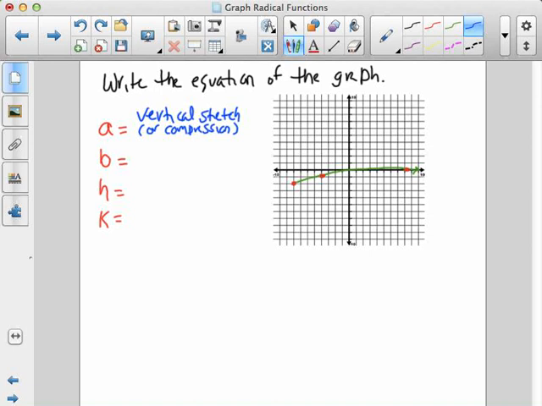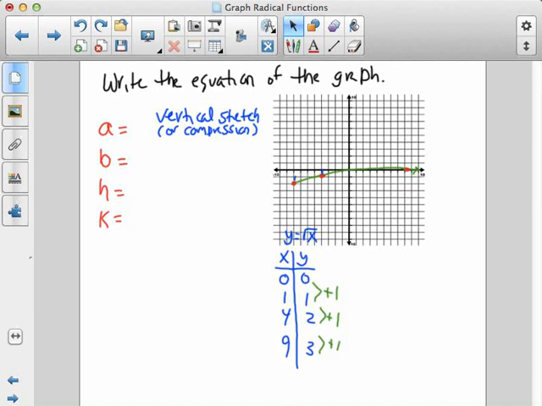And so remember our values for y equals the square root of x. So 0, 1, 4, 9, 0, 1, 2, 3. So notice they are increasing by 1 each time. And if we look at our graph, we are increasing by 1 each time. So that means that our A is going to be 1. We aren't vertically stretched or compressed.